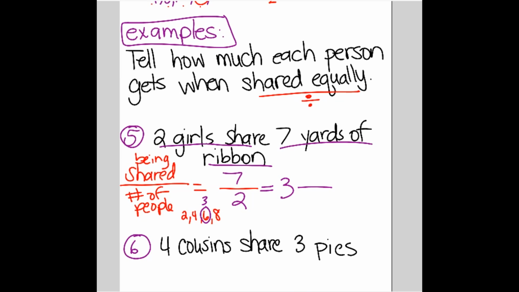And what would be left? What is 7 minus 6? That equals 1. So our numerator is going to be 1, and then our denominator stays the same. So that'll be 2. So our answer is 3 and 1/2. That's our simplified answer. So the answer to number 5 is 3 and 1/2. Let's look at number 6.